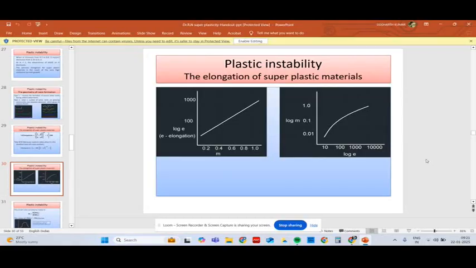For superplastic deformation, extreme elongation is possible. This plot is made between the logarithmic value of elongation and strain rate sensitivity. As the strain rate sensitivity increases, the elongation percentage also increases. This plot is made between logarithmic m value versus logarithmic elongation. So as the elongation increases, m also increases.